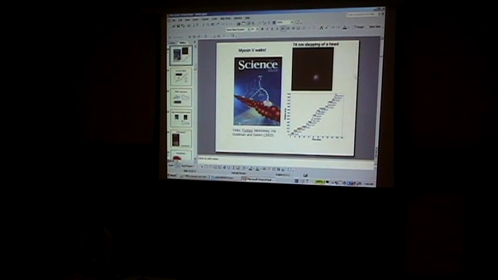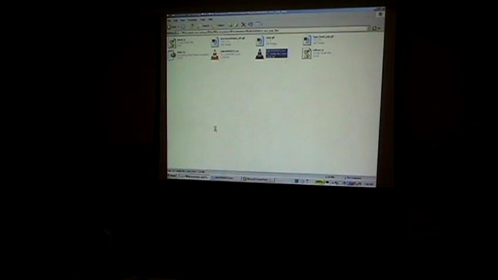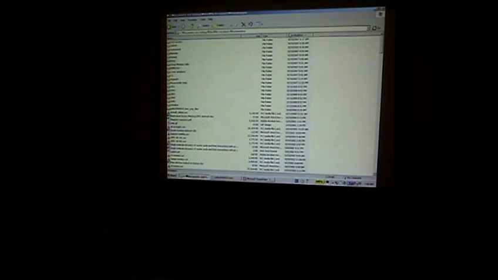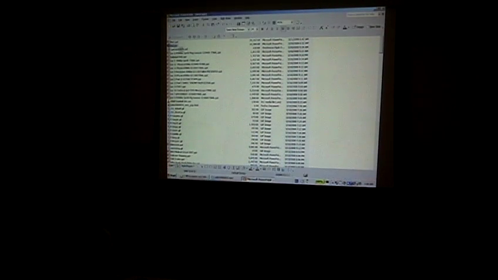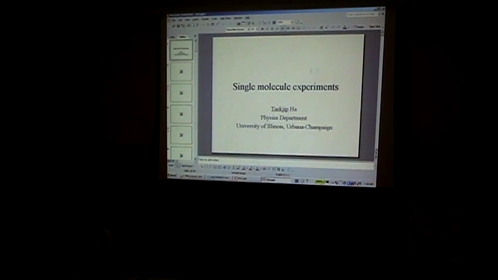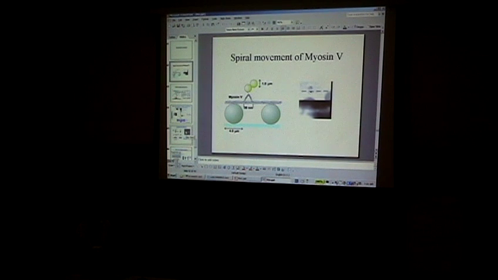I can show you another slide. That's a slide that I couldn't show yesterday. So all the tracks I have talked about are helical. So there's a helical symmetry. The question is, when the motor processes move, do they follow the helical track, rotating around the track, or do they simply walk straight?